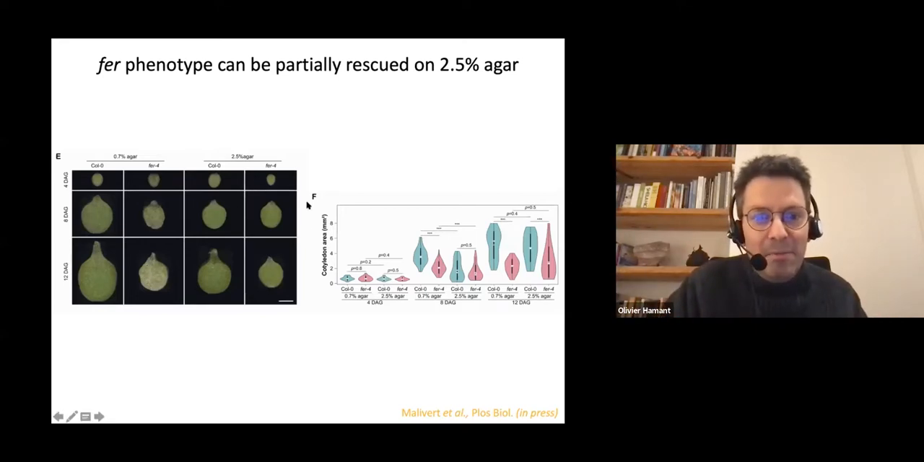And you see the same comparison, but this time on 2.5% agar. And you see that here the cotyledon is green. So the cells are still alive, and actually you can really rescue a lot of the phenotype. But you still see that the cotyledon is a bit smaller, so it's not a full rescue, but it's a large rescue. And so there is the quantification here.